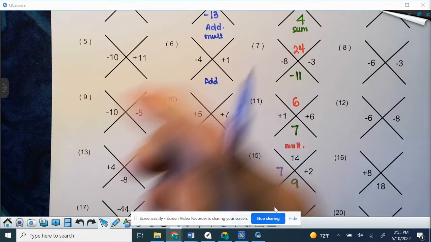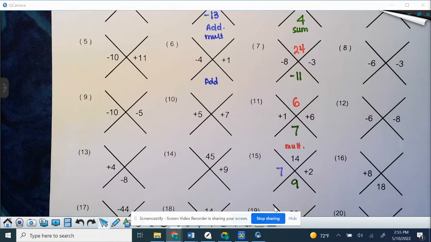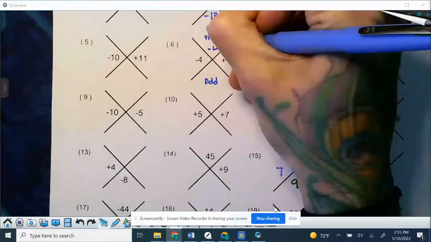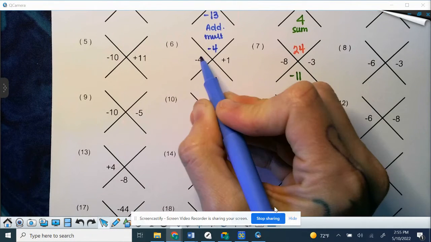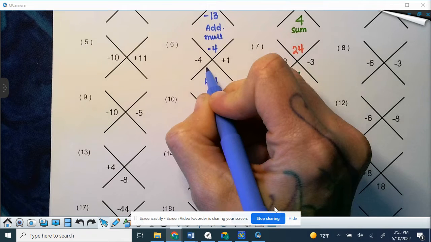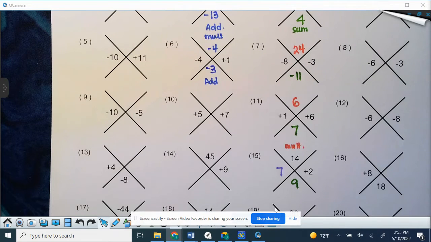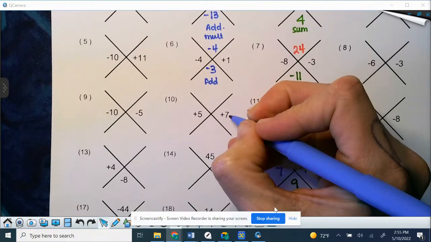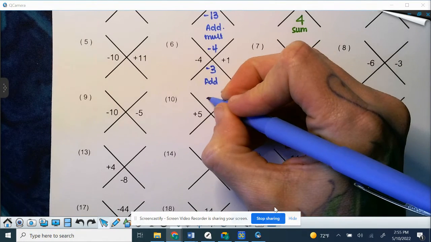So -4 and a +1 multiplied together is going to give me a -4. If I add them together, that means I owe you $3 and then I pay you $1. Then I still owe you 3, so that's negative. And you know it's going to be negative because the 4 is bigger than 1 and it's negative. So if the larger number is negative, when you add them, it should be negative when you're done. 5 times 7 is going to be 35.